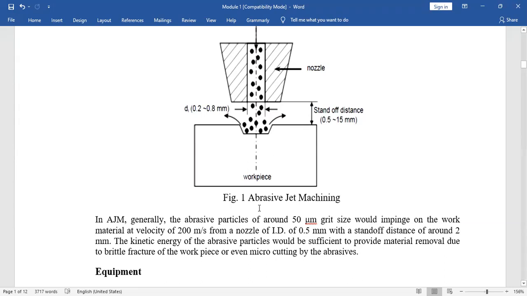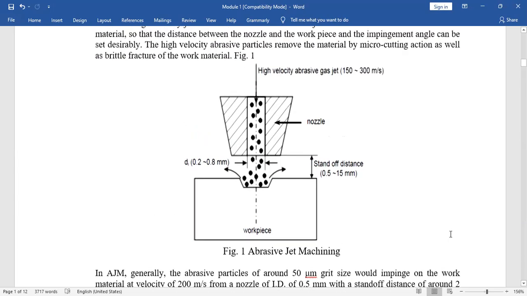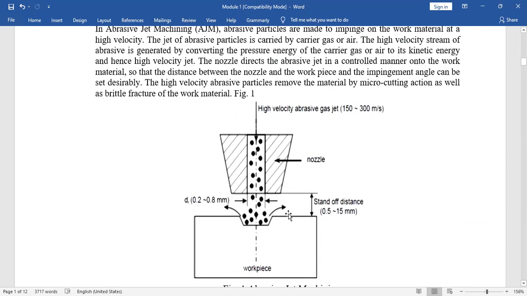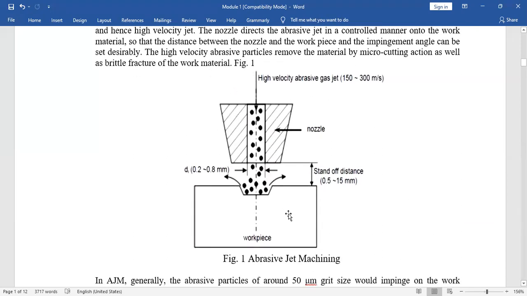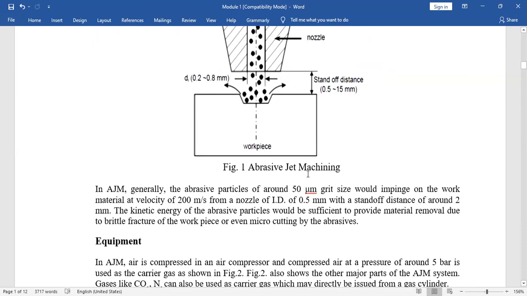This abrasive particle impinges on the work material at a velocity of 200 meters per second from a nozzle with an internal diameter of 0.5 millimeter, with a standoff distance of around 2 millimeters. You can see the range given in this figure. Based on the material and the nozzle internal diameter, this standoff distance changes, but it should not go beyond 15 millimeters.